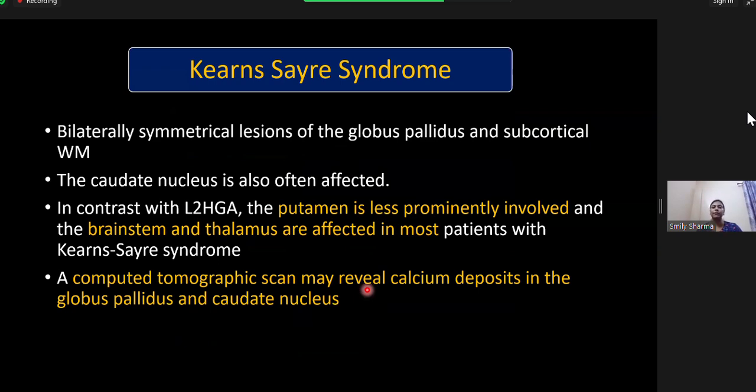Although we didn't have CT for this patient, we may not pick them up on SWI, but we may be able to pick them up on CT. But in our case, they were not seen. Caudate nucleus is also affected. So in contrast to L2-hydroxyglutaric aciduria, putamen is less predominantly involved, and the brainstem and thalami are affected in most patients with Kearns-Sayre syndrome.